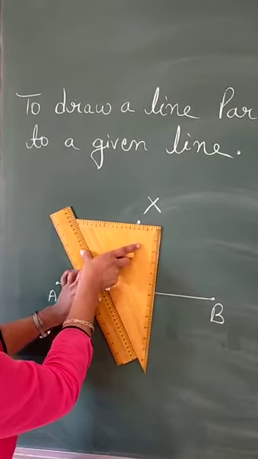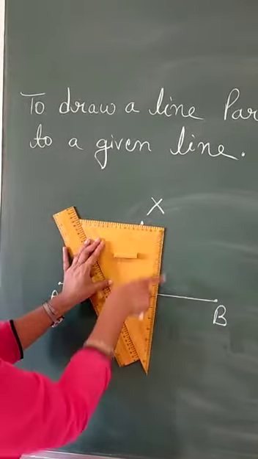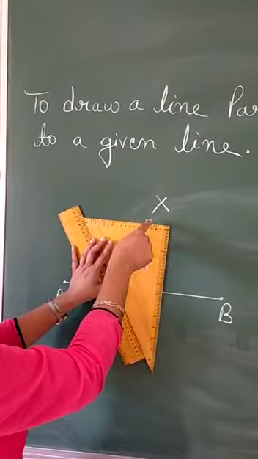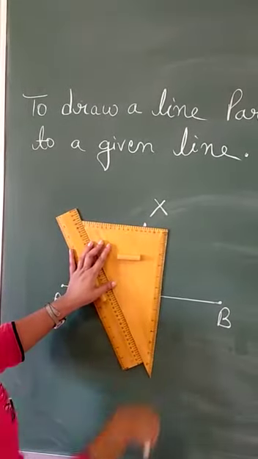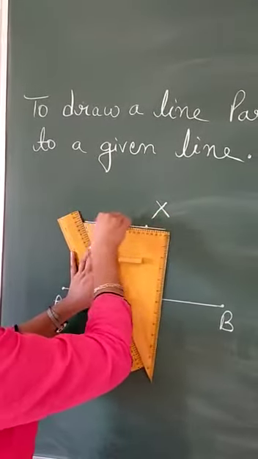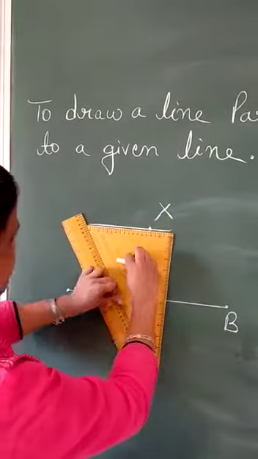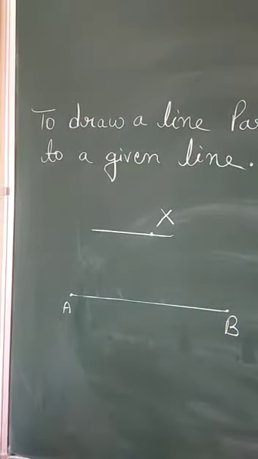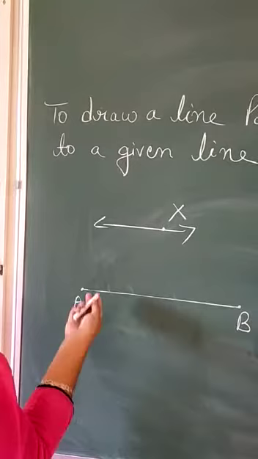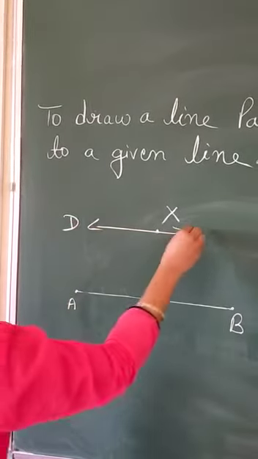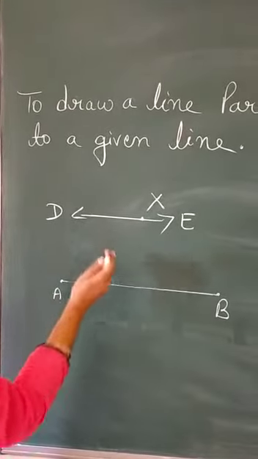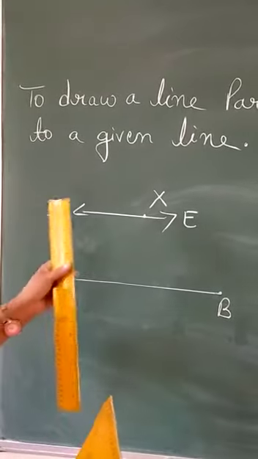Now you can see I just slide up this set square in the upward direction and I meet this point X. That means this line should touch the point X. So what I have to do? I have to draw a line like this. So dear children, this is the line which is parallel to line AB. Let the name of this line be D. So in this way you have to make a line parallel to a given line using ruler and set square.